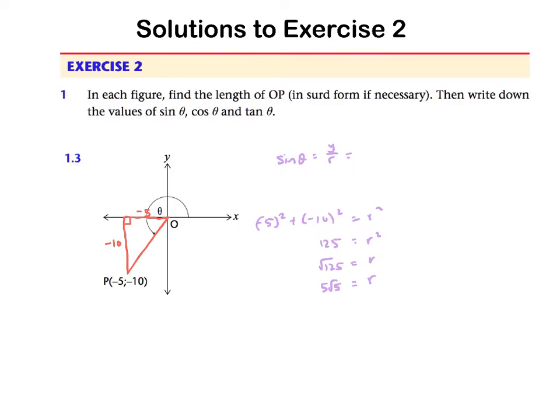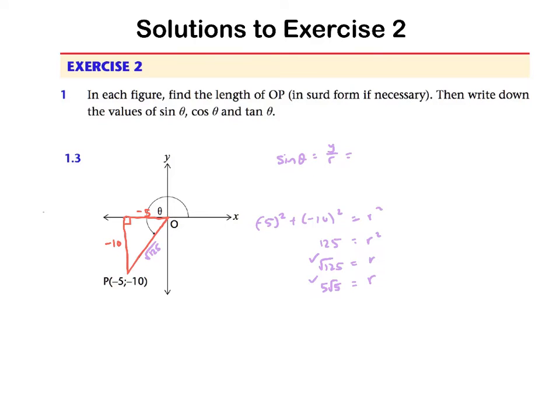But whether you use root 125 or 5 root 5, it's no big deal. Leave it in surd form, but don't give me the decimals. If you know what the root of 125 is in your head, 11.180339, just be humble about it. Just leave it in surd form. Okay, so that's all we need. Let's leave it as root 125 because I think that's what the majority of you did. 5 root 5 is just a bit more beautiful.